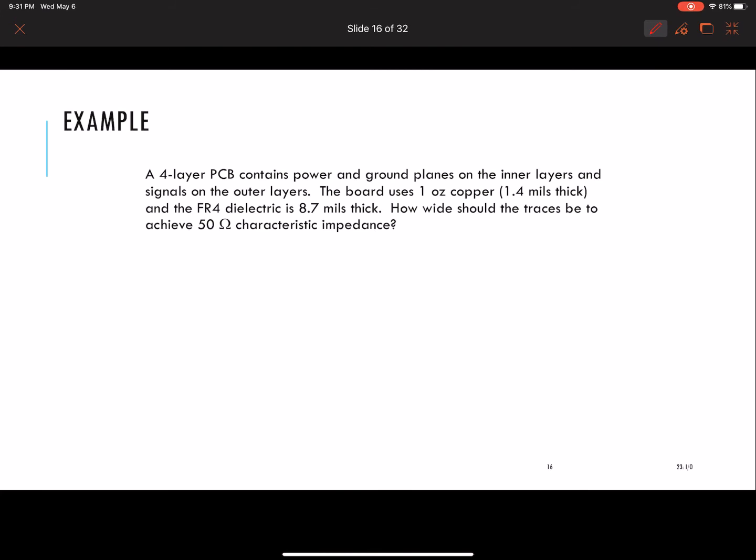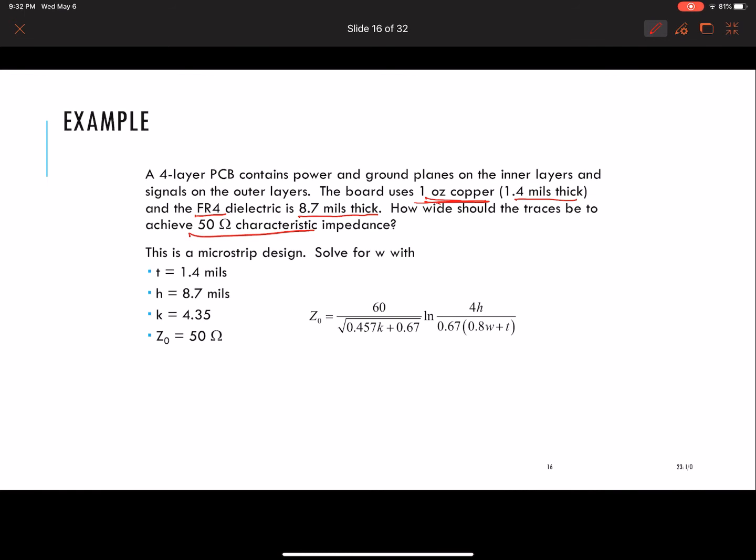Okay, here's another example, basically showing what you have to do to achieve a 50 ohm characteristic impedance. When you make a printed circuit board, you talk to the place that makes it about the ounce of copper, which tells you how thick it is, and the material and how thick the dielectric is, and so on. Then you plug this into your microstrip equation and solve for W, and this ends up with 15 mils.